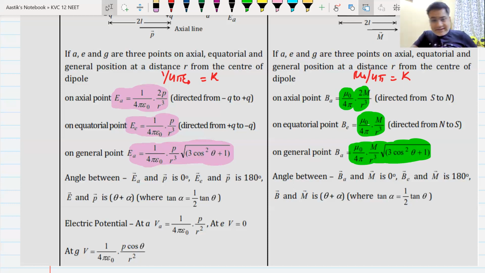Now, the next heading is dipole in an electric or magnetic field. Since we are dealing with both the dipoles together, we will deal with both the dipoles together. So you can write dipole in electric or magnetic field. Dipole in uniform electric field, which is written by E vector. Magnetic field is written by B vector.